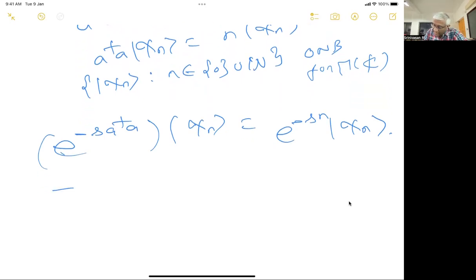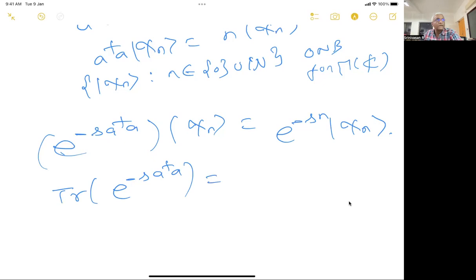So then the trace of e power minus s A dagger A, this operator, is a bounded operator. Of course, the trace itself is finite, which means it is a bounded operator. The eigenvalues of e power minus s A dagger A are bounded, so the operator is bounded.